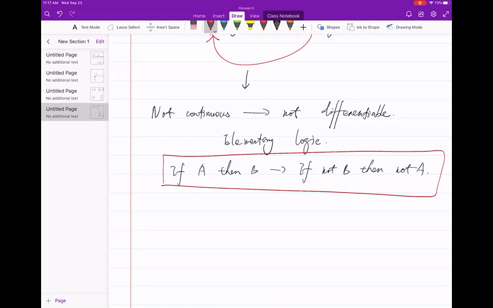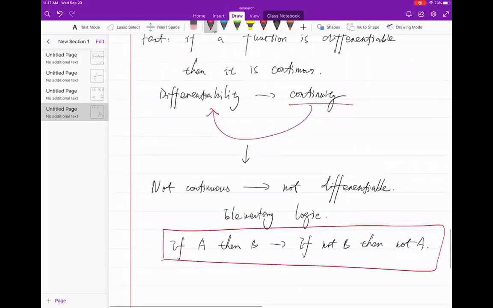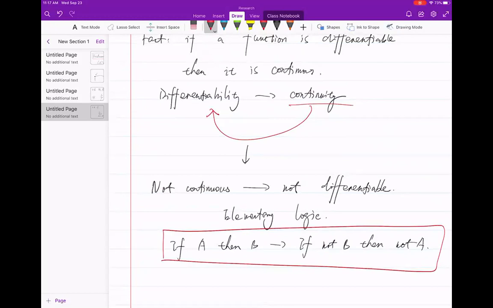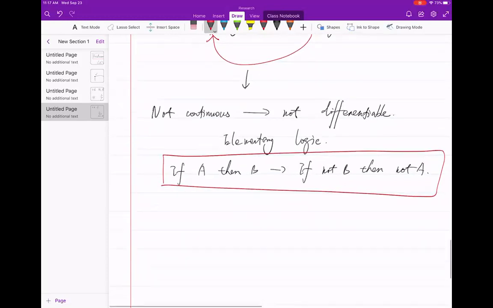Let me say it again. If I have the money, I would buy the car. If I didn't buy the car, that means I didn't have the money. Because if I had it, I would have bought it. So that's simple logic. Differentiable implies continuous. Then if not continuous, not differentiable. Same thing. Reverse the order, put a negation.